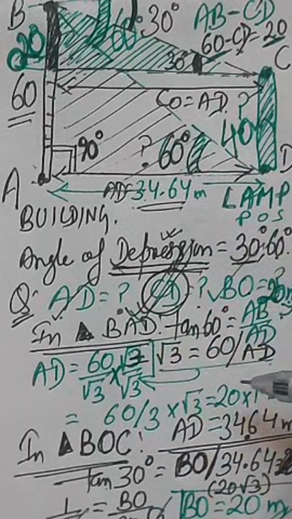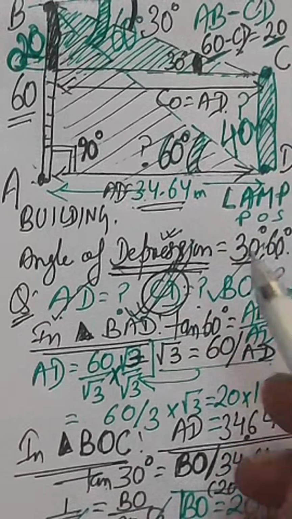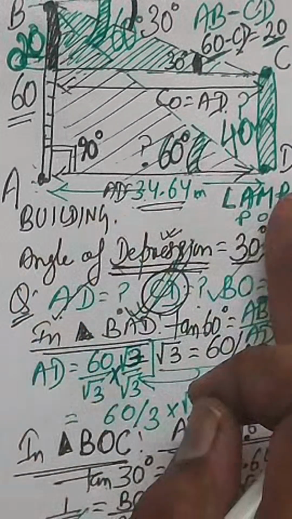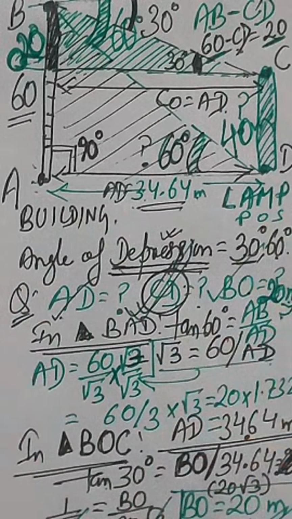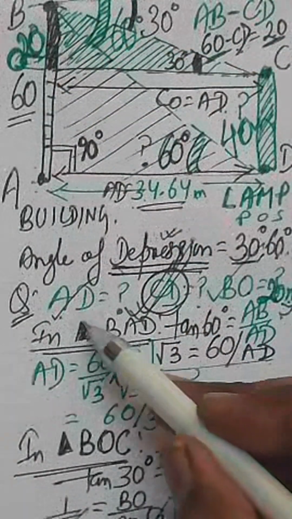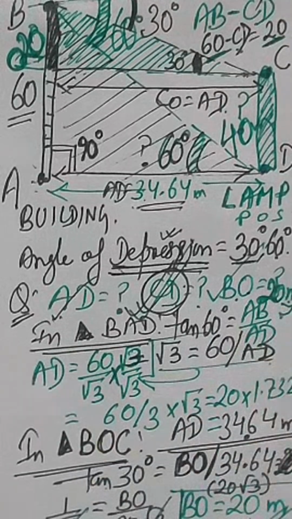So we have calculated the height of the lamp post, we have calculated the horizontal distance between the building and the lamp post, and the difference between the height of the building and the lamp post, which is 20 meter. So we calculated AD, we calculated CD, we calculated BO. In this way we have solved the question very thoroughly, right?